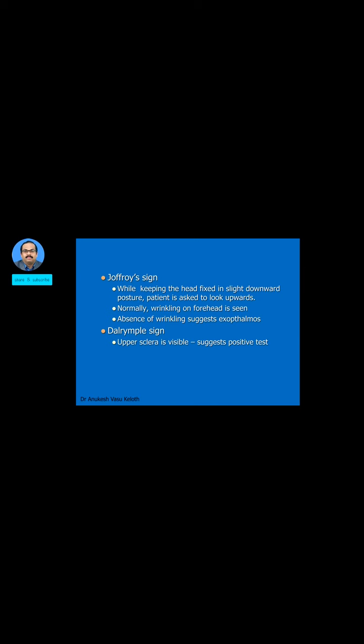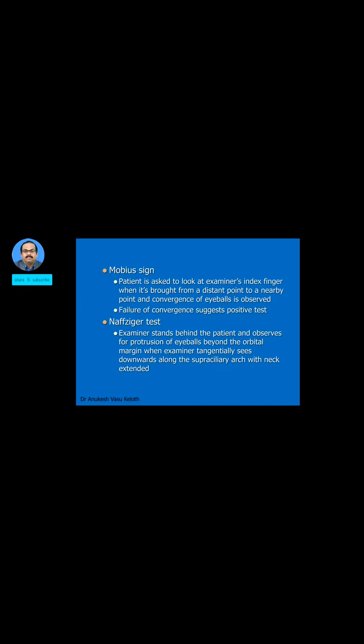Now the next is the Dalrymple sign. This is the straightforward one: the upper sclera is already visible even without any movements. So the upper sclera is already seen. That again suggests exophthalmos. Next, the Möbius sign and the Naffziger test.